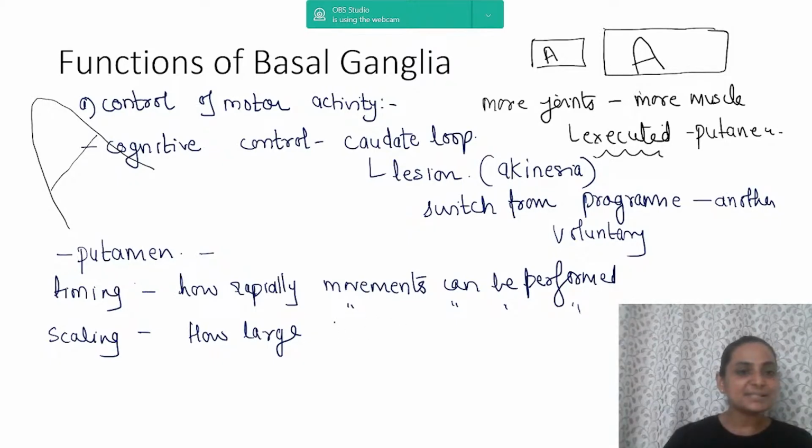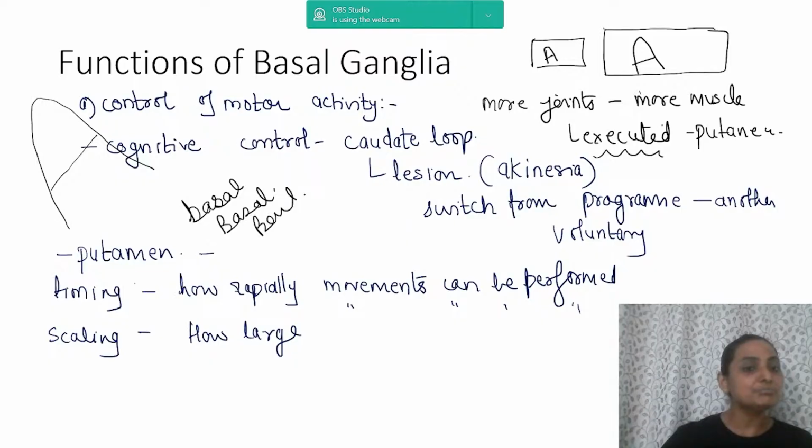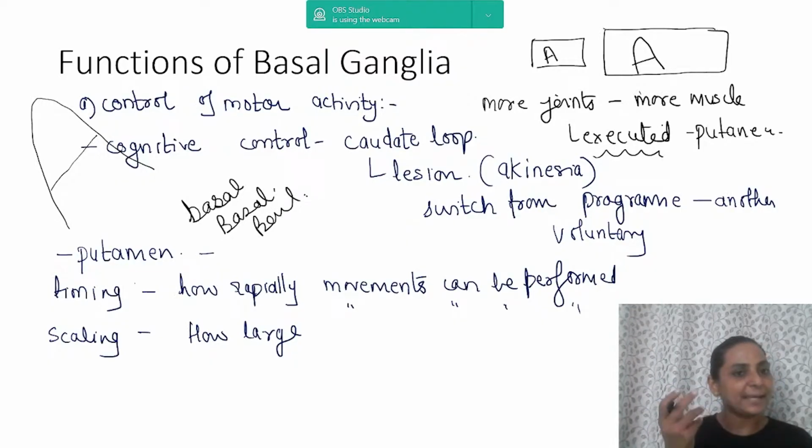How fast the movements can be performed? See, I can write like this, or I can write like this, or I can write even faster. So this timing and scaling of the movements is with the help of the putamen circuit.